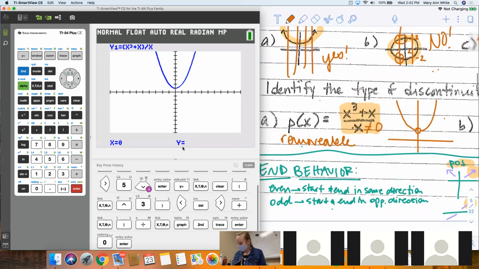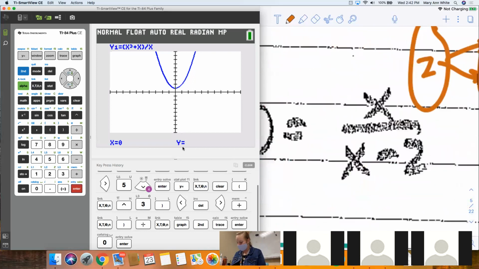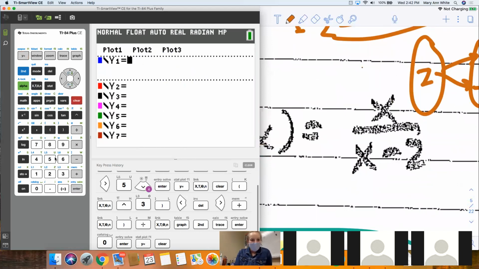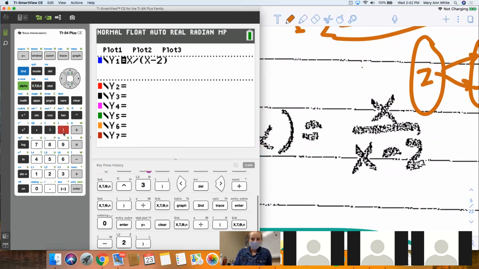Okay. The next one says x divided by x minus 2. So when I put that into my calculator, I'm going to put x and then divided by, and since I've got more than one thing on the bottom, I'm going to put parentheses around my x minus 2. And then I'm going to graph that.